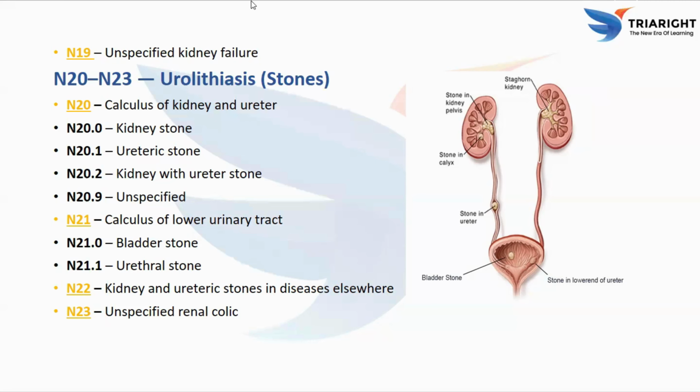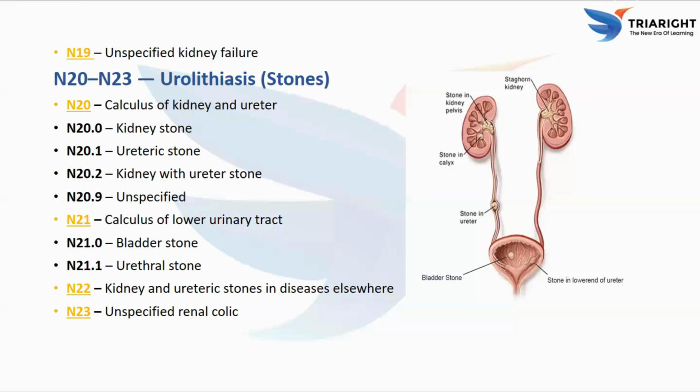So the first code is N20, calculus of kidney and ureter. So this category focuses on the stones in the upper urinary tract, which includes kidney and ureter. Ureter is a tube that carries urine from kidney to bladder. So what are the subcodes? N20.0 for kidney stone, nothing but renal calculus. So there is a stone located inside the kidney. And N20.1 ureteric stone. So this is a stone located inside the ureter.